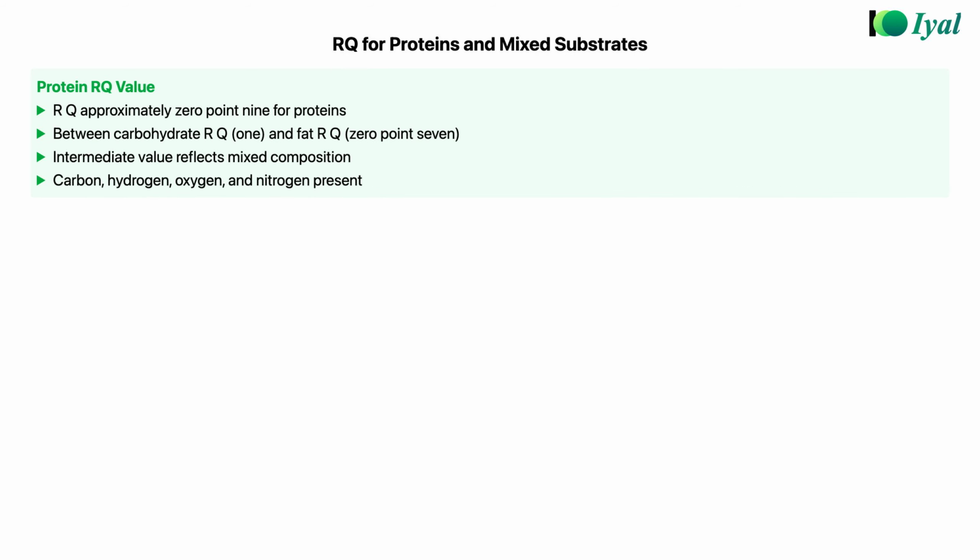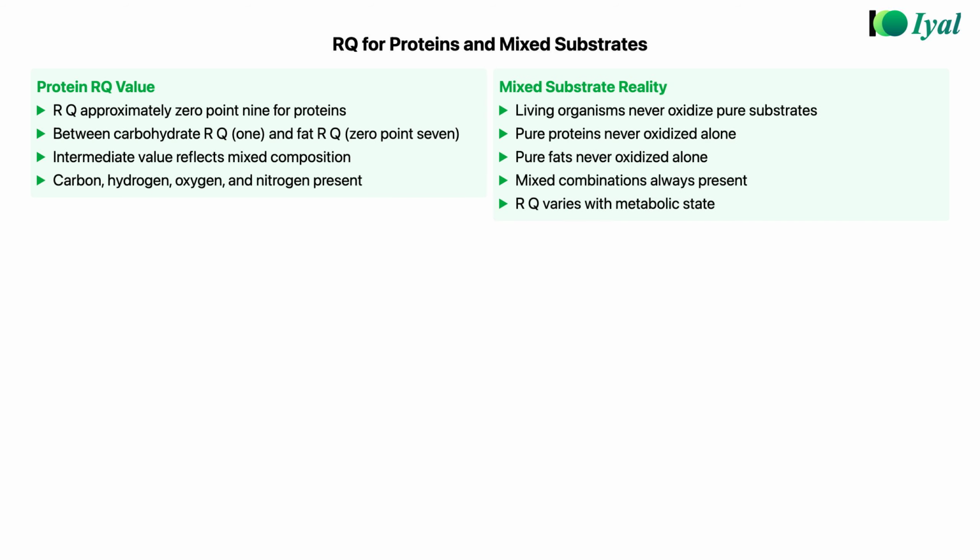Now proteins. When proteins are oxidized, RQ is approximately 0.9, between 1 and 0.7. Why? Proteins contain carbon, hydrogen, oxygen and nitrogen. So oxidation is more complex. Deamination has to happen. Nitrogen is removed. The math gives RQ of about 0.9, between fats and carbohydrates. Now important reality. In living cells, never pure substrate, never just glucose, never just fat, never just protein, always a mixture. All three are being oxidized at the same time, just in different proportions depending on circumstances.